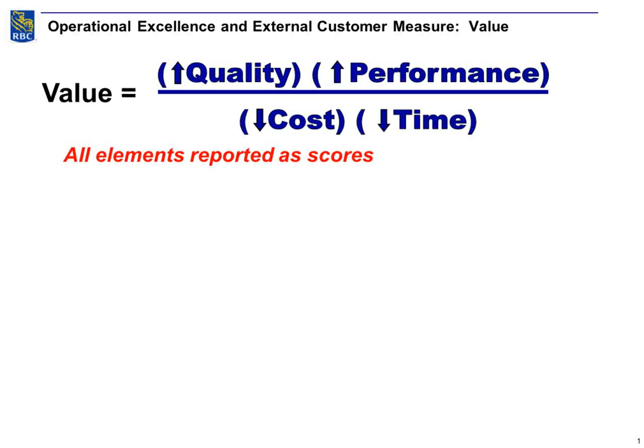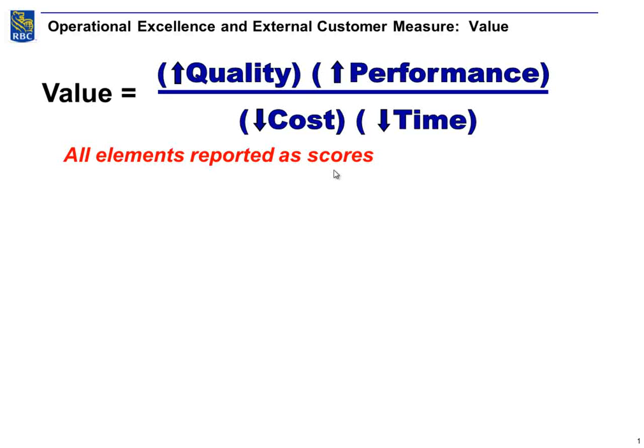Now, it's our customer, retail wealth management in this example's responsibility to convert that into profitability for the bank, but that's what we do to enable them. Now, it's important to note as we go through the detail, in most cases we're going to be reporting these factors as scores. In other words, out of 10, how well are we doing on quality and performance and cost and time? Conceptually, that will help you out as we go through the detail.